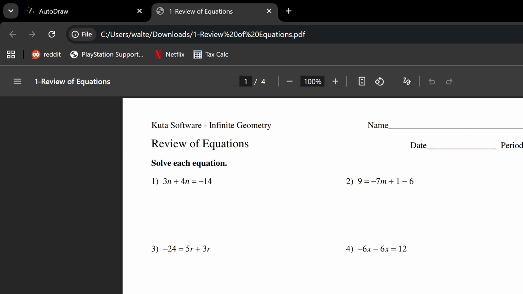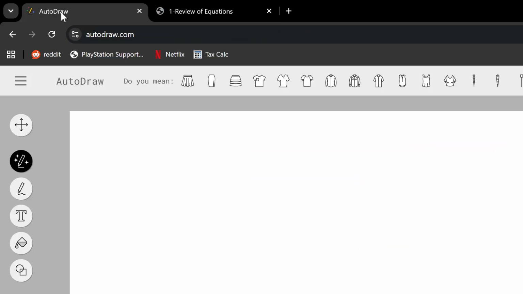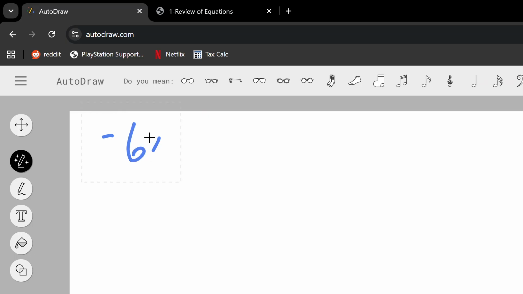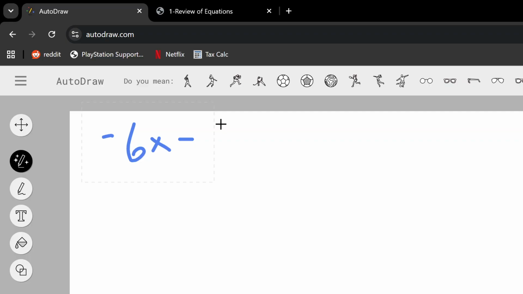Perfect. All right. This one right here. This is a good one. So we have negative 6x minus 6x equals 12. Okay. First step, find common variables and simplify.